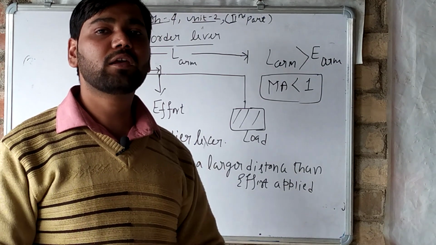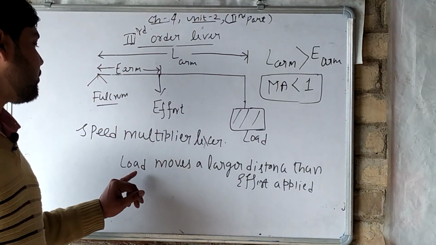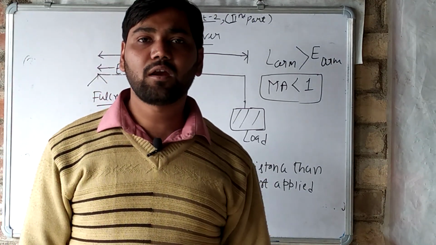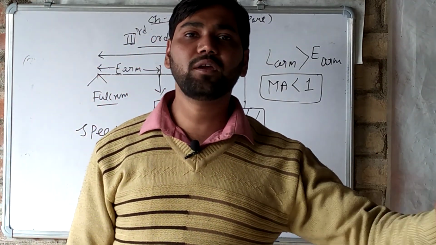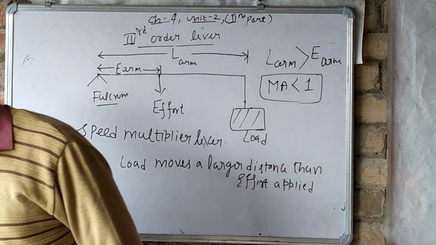Lighter means light loads. Okay, and it is known as a speed multiplier because the load moves a larger distance than the effort applied. So by a large distance, that means by a speed, it moves a larger distance. That is why it is known as a speed multiplier lever.